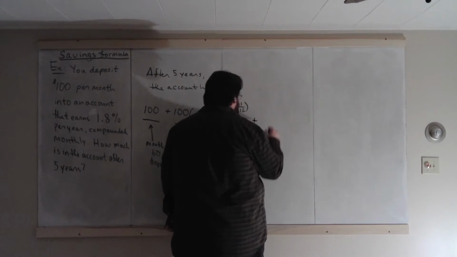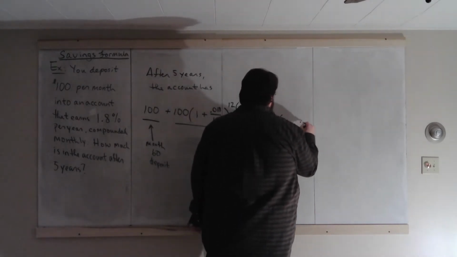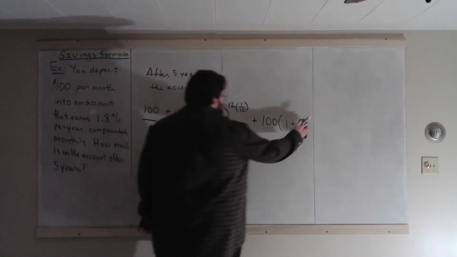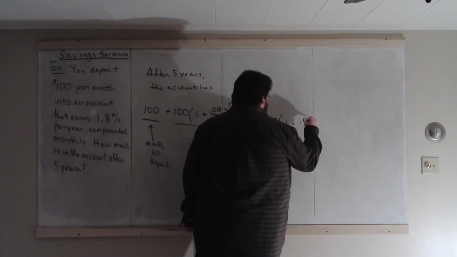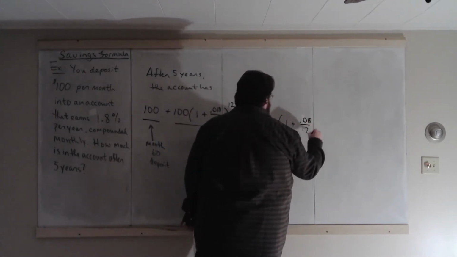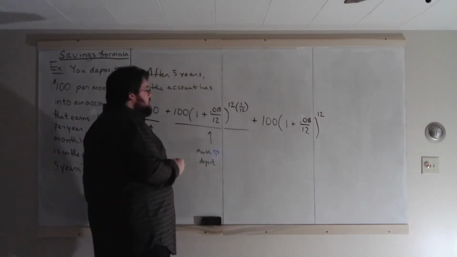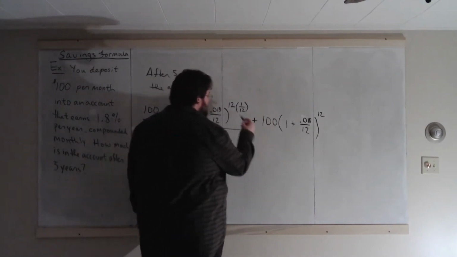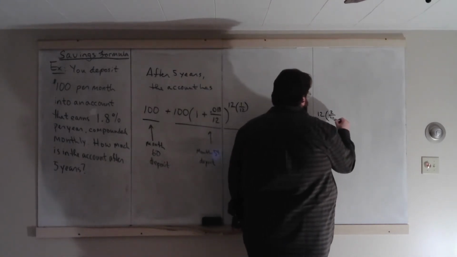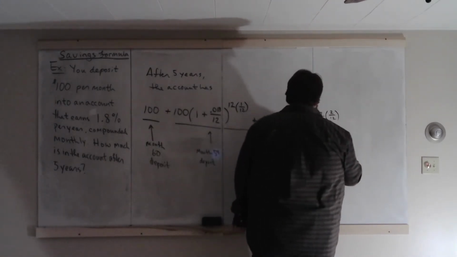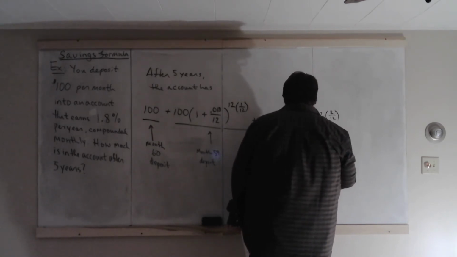What about month 58? Well, month 58, you still deposit $100, and it's still earning interest at this rate, 0.018, all divided by 12, raised to what? Well, it's still raised to 12 because that's the number of compounding periods. But how many months has this been earning? It's been earning, instead of 1 month, for 2 months, because it's in month 58. So it's been in there for months 59 and 60. So, month 58 deposit.